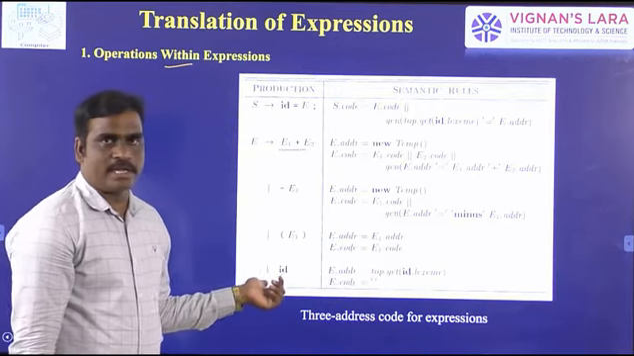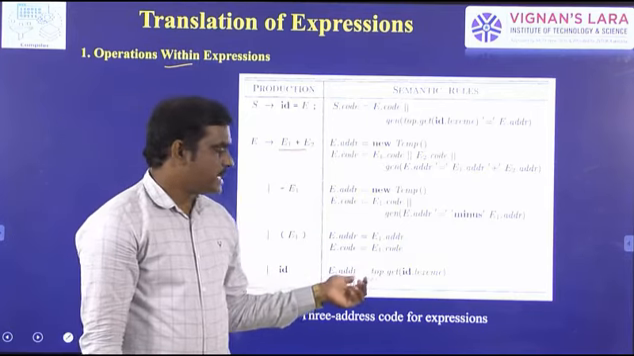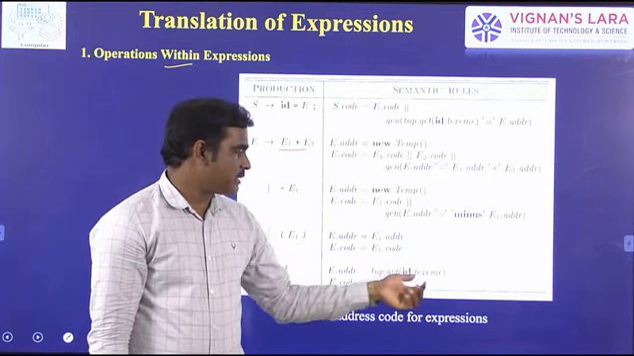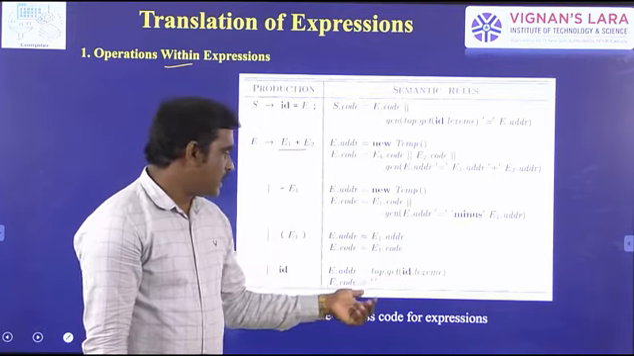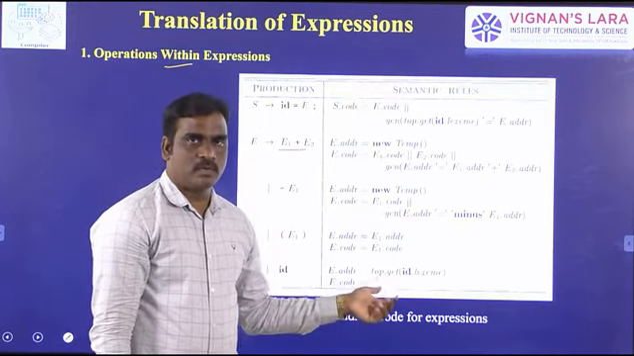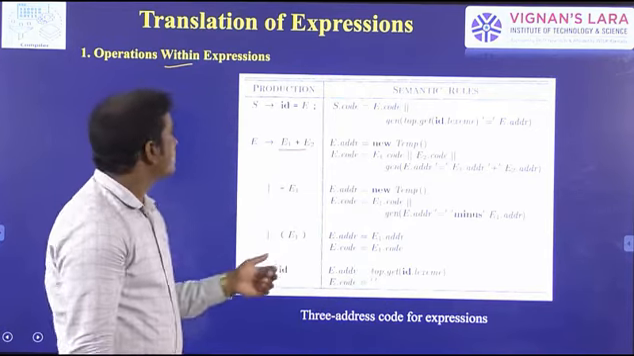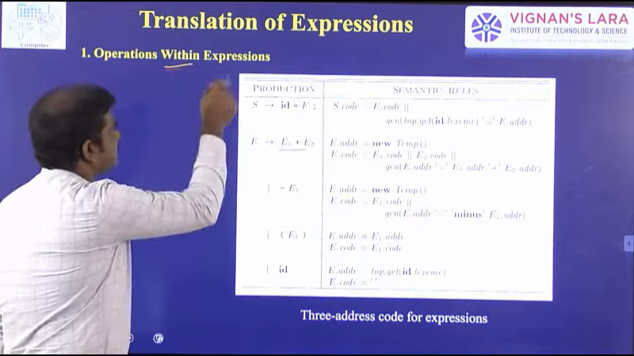Like that, id is an identifier. In the identifier the semantic rule is that the id.lexeme value is retrieved by top.get, and also E.code mentions the single code. So this is the three address code for expressions. This is for operations within expressions.